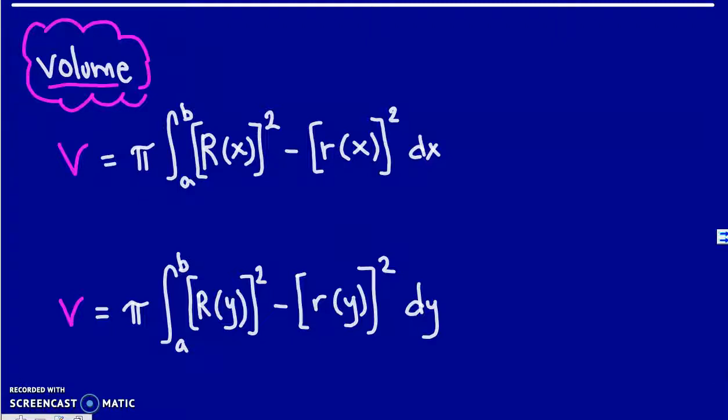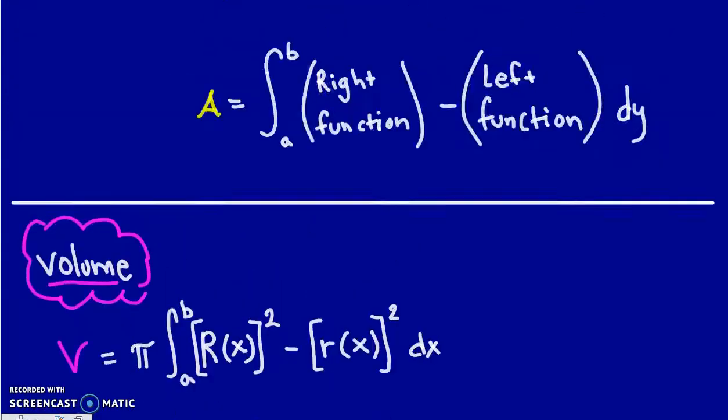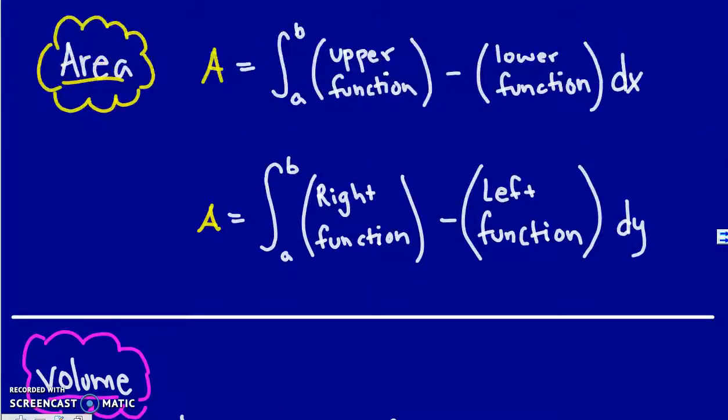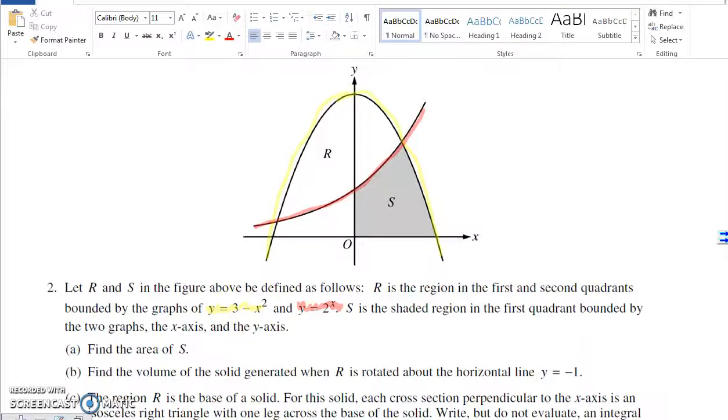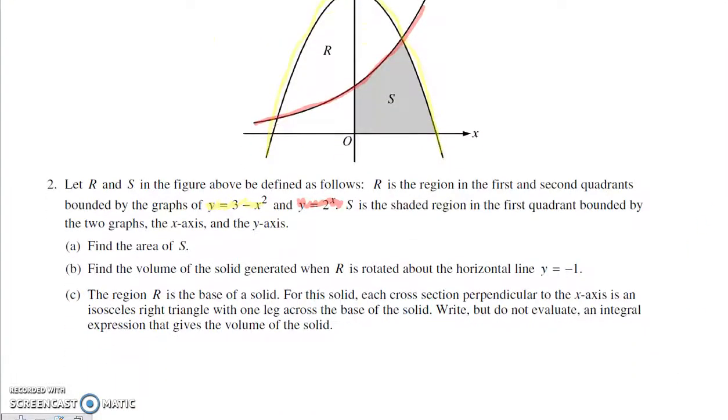Okay, so volume was asked in question 2b, not 2a. 2a was area, 2b was volume. Volume is the one with pi, not area. So hopefully I got that cleared.